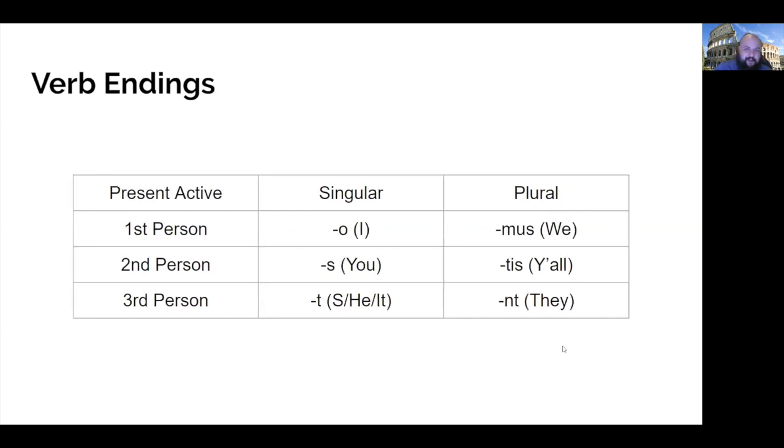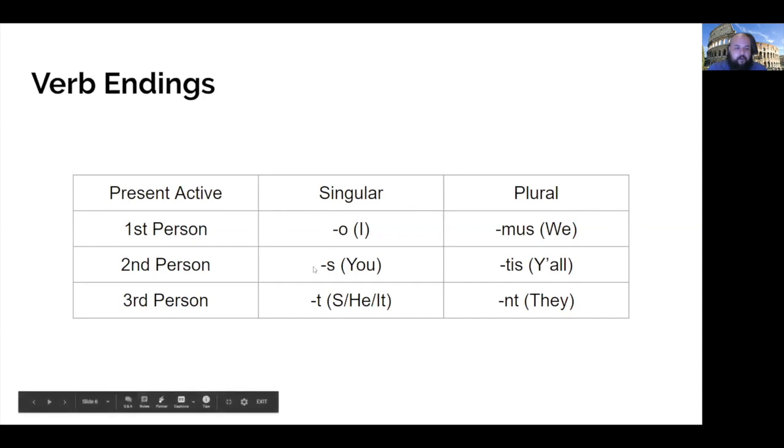So each of these combinations, or each pronoun, is represented by a different ending in Latin. So in the present active, these endings are O, S, and T in the singular. So O is first person singular, S is second person singular, and T is she, he, it. In the plural, we have MUS, which is we, TIS, y'all, and NT, they. So again, every pronoun is represented by an ending.